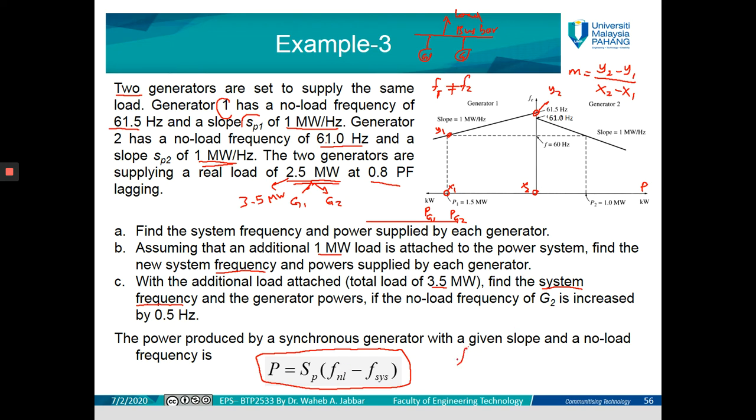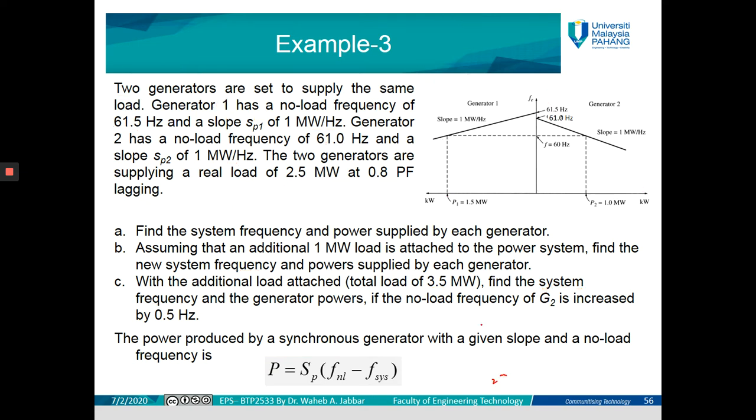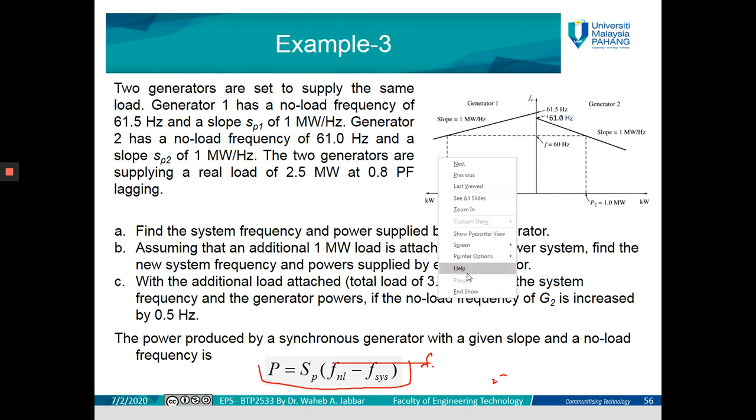F no load for generator 1 is equal to 61.5. F no load for generator 2 is equal to 61.